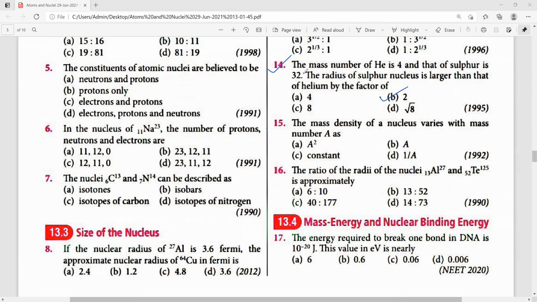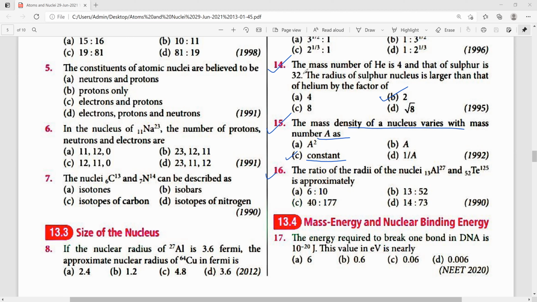Next, 15th one. The mass density of nucleus varies with mass number A as A square, A constant, 1 by A. So they have given 4 options, and the nuclear radius varies with the mass number. According to the relation R is equal to R naught A to the power of 1 by 3, radius is directly proportional to A to the power of 1 by 3. So density is equal to mass by volume, which is a constant. Therefore, for 15th one, the right answer is C1.